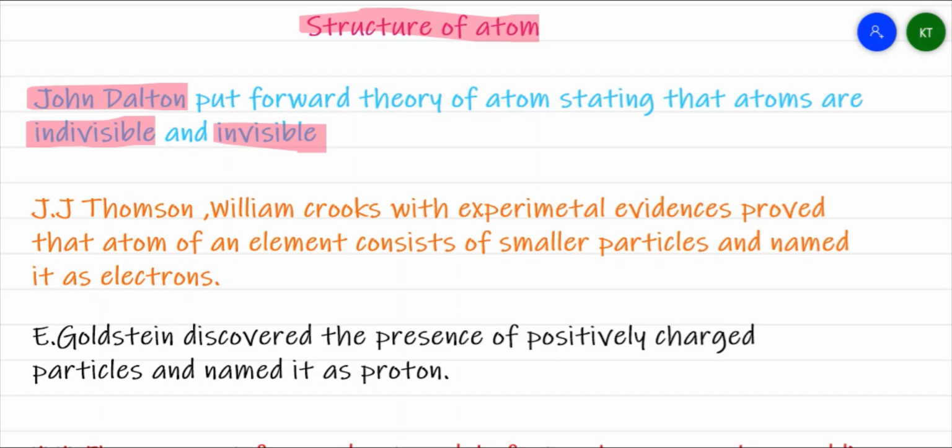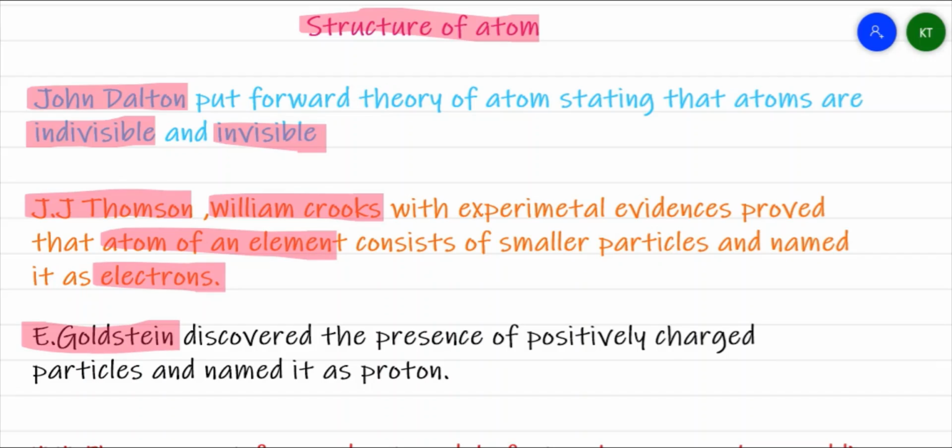But there were some experiments conducted by Sir J.J. Thomson and William Crookes. They proved that an atom of an element consists of still smaller particles, which they named an electron. Then Ernest Goldstein, with his experiment, proved the presence of one more fundamental particle of an atom, that is called a proton.